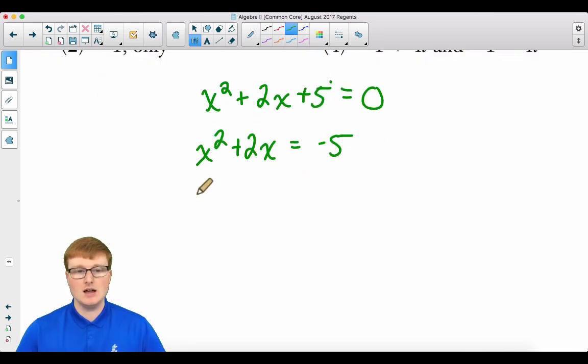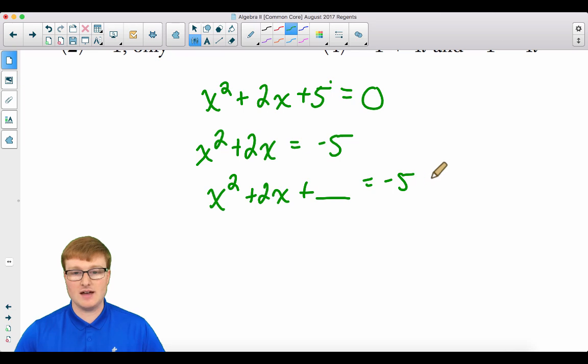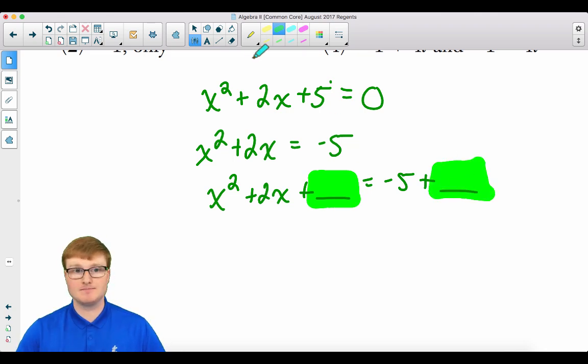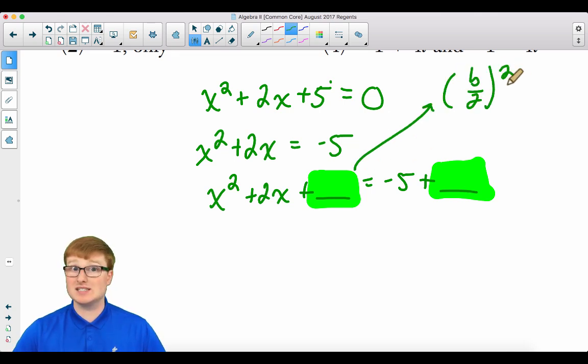So from here, I'm going to insert my blank spaces. x squared plus 2x plus something is equal to negative 5 plus something. Okay, well, what goes in that blank space? Well, you remember the formula, b divided by 2 squared. And that's exactly what we're going to do. We apply the formula b divided by 2 squared, and we solve. Well, b is the middle term, or the middle coefficient. So the middle coefficient is 2. So that's just going to be 2 divided by 2 squared.